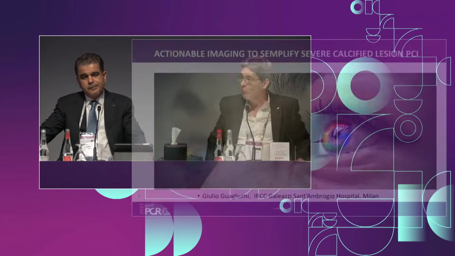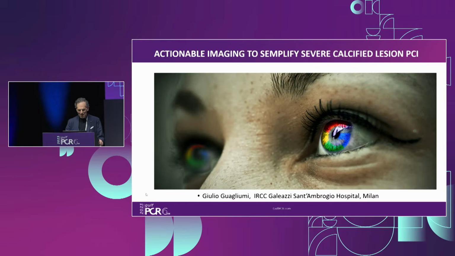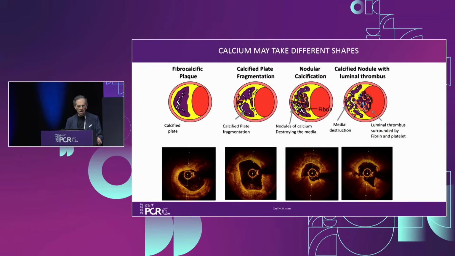The title was exactly Actionable Imaging to Simplify Severe Calcified Lesion PCI. We realize also, watching the angio, that the calcium is going in two different directions. Toward the lumen, we saw how much encroachment we had, and toward the media, the external part of the vessel. OCT is absolutely aligned with the detection of the calcification in both of the directions.